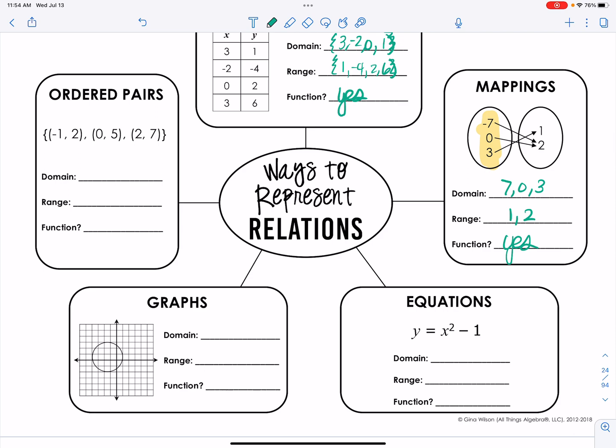We're going to look at the equations here in a second. Let's go over to ordered pairs. So my domain is my x's, negative 1, 0, 2. My range is my y's, 2, 5, and 7. Is it a function? Yes, because none of my x's repeated.